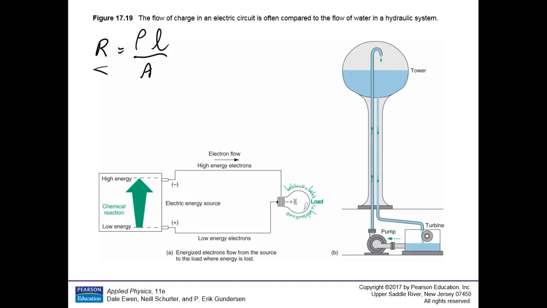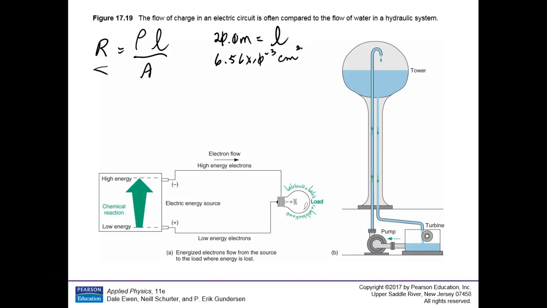Find the resistance of a copper wire, which is 20.0 meters long. Which one of those symbols would that be? That's your L, the length, exactly. With a cross-sectional area of 6.56 times 10 to the minus 3 square centimeters.